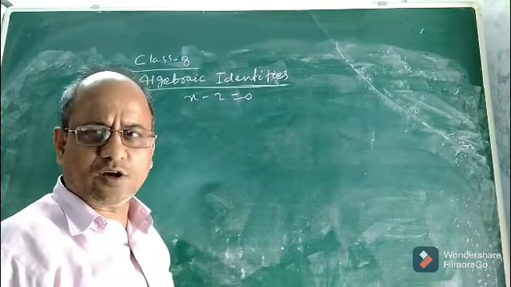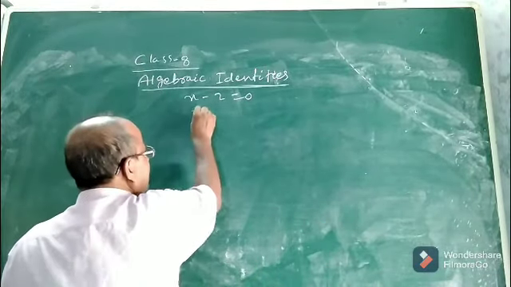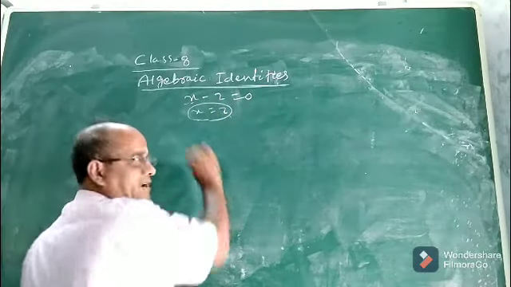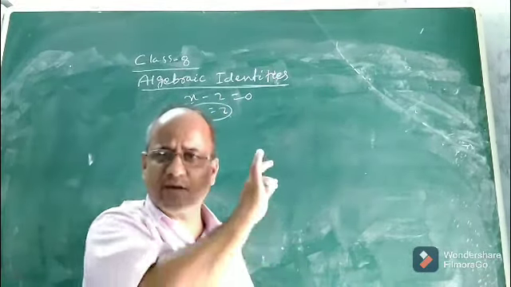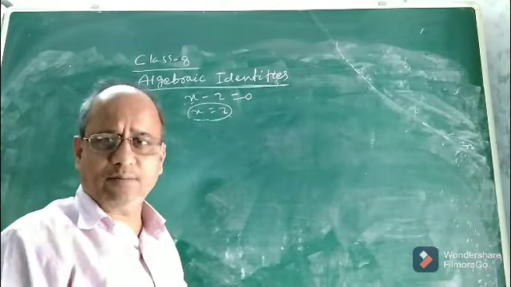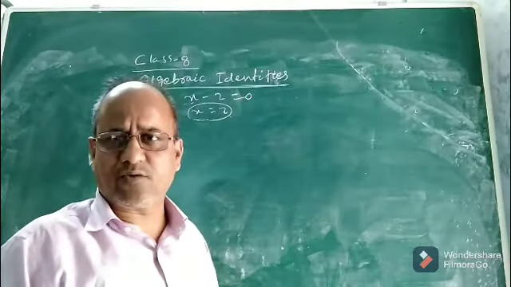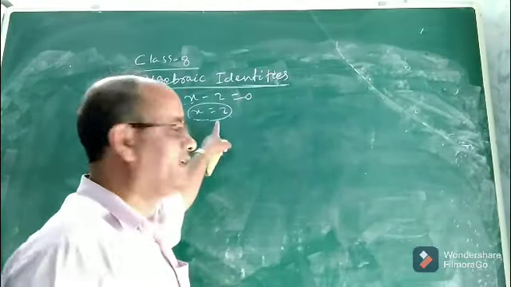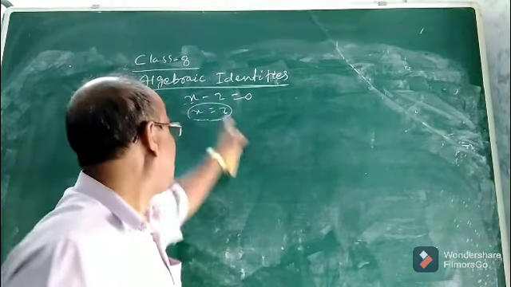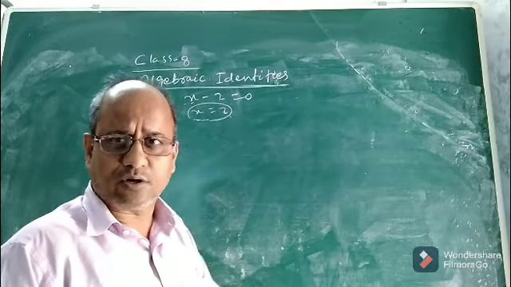Now if I ask you to solve it, you can easily find the solution: x will be equal to 2. Because only if the value of x is 2, the value of LHS and RHS will be the same, or the equation will be satisfied. If you put 2 here, 2 minus 2 equal to 0, that means LHS equals RHS. This particular linear equation will be satisfied only if x equals 2. This is the only solution, and this is not true for any other value of x.